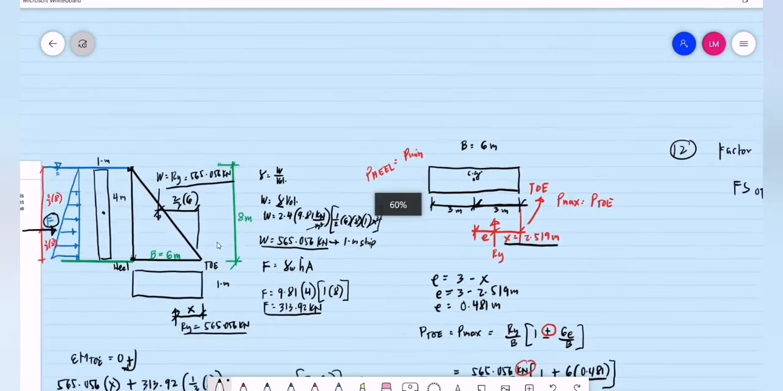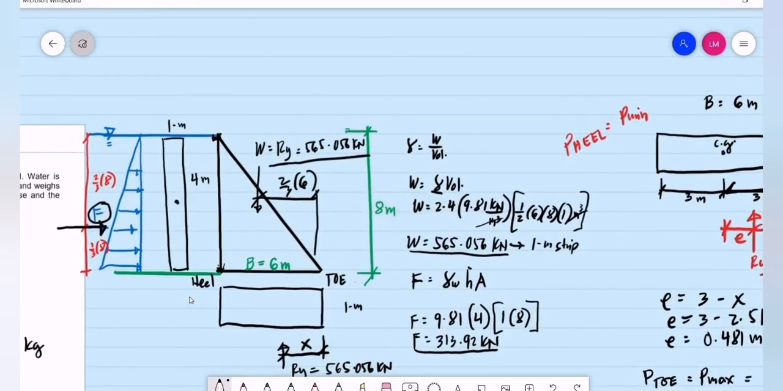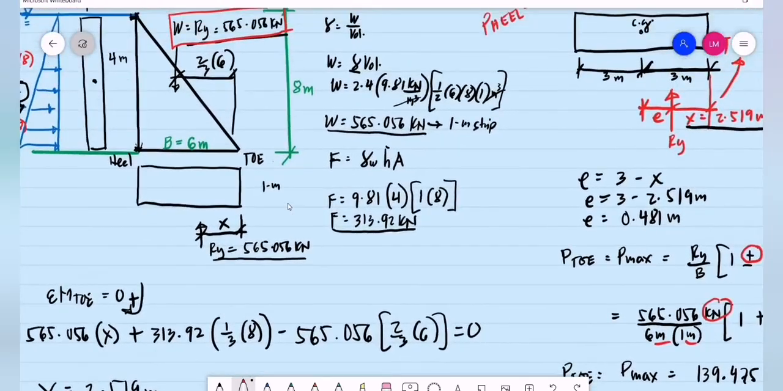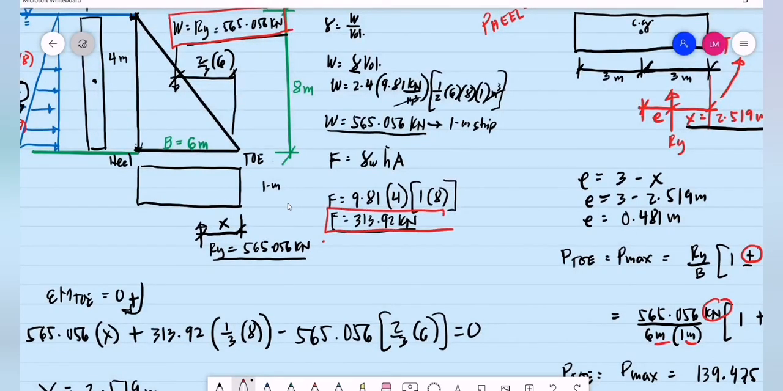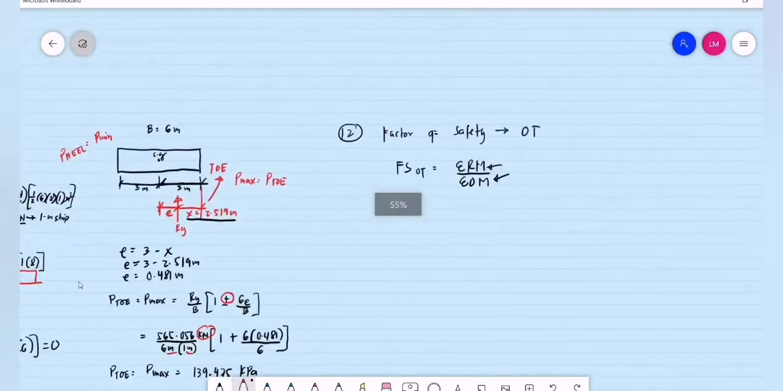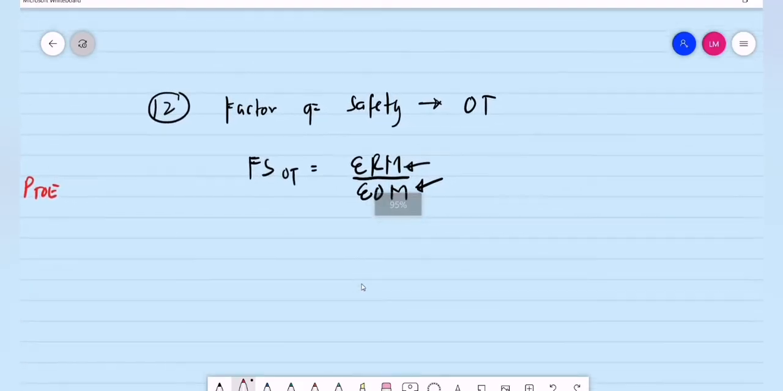If we observe, the resisting or righting moment is basically caused by the weight. Most of the time in a gravity dam, the weight will give a righting moment, and the force that will give an overturning moment is basically the force exerted by the retained water. So for this case, we have one righting moment or resisting moment, and one overturning moment. Take note that the moment caused by the reaction will not be included.